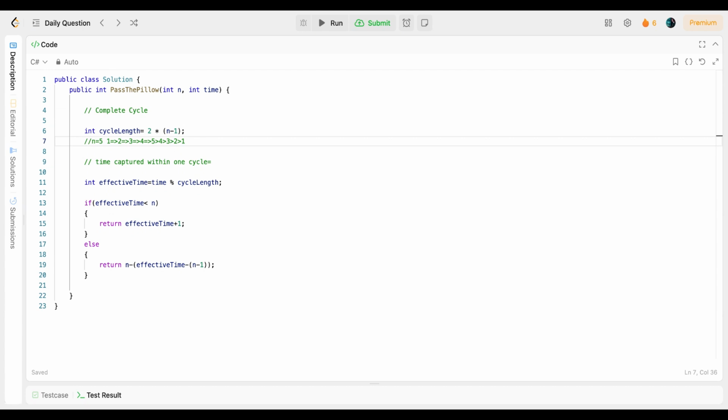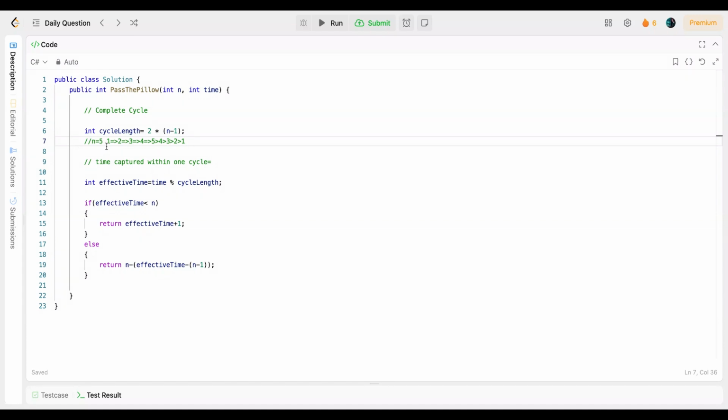To solve this problem, we need to understand the complete cycle. The complete cycle is when the pillow goes from person 1 to person n and comes back from person n to 1. So it will take 2 times (n minus 1) seconds. The total cycle length is 2 times (n minus 1) seconds. This is the example which I gave.